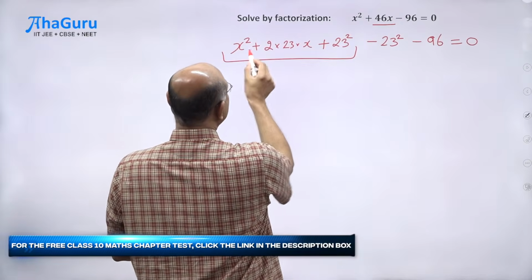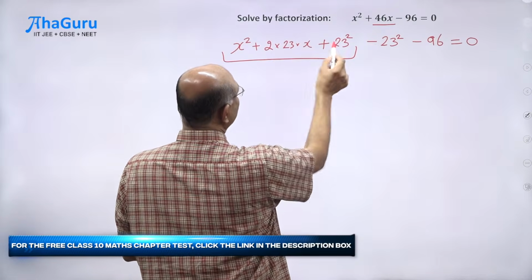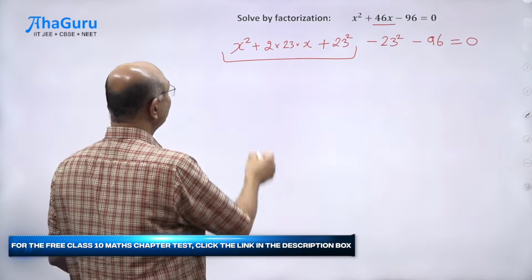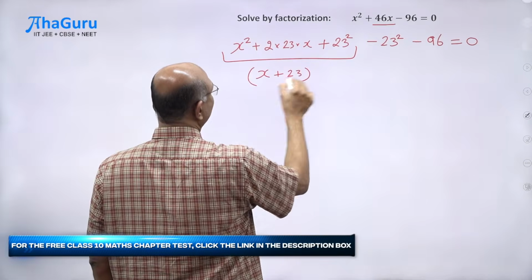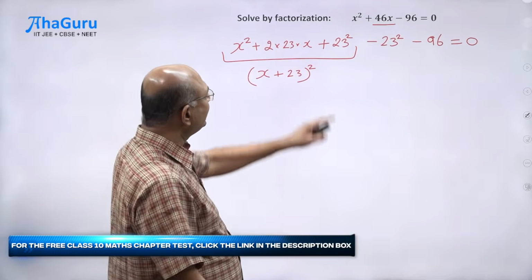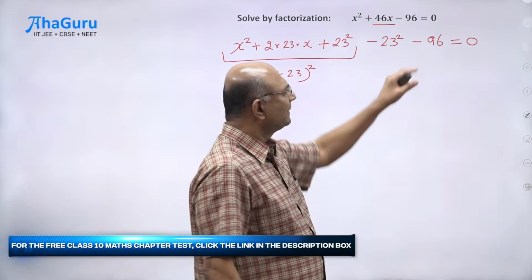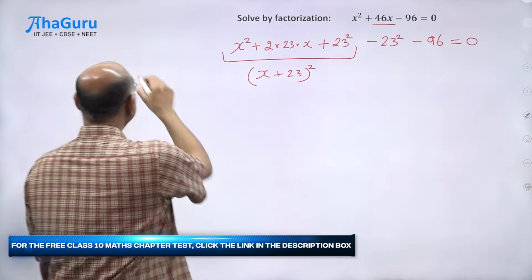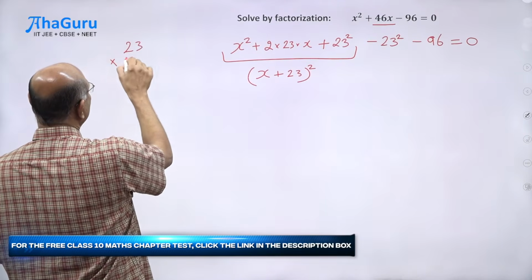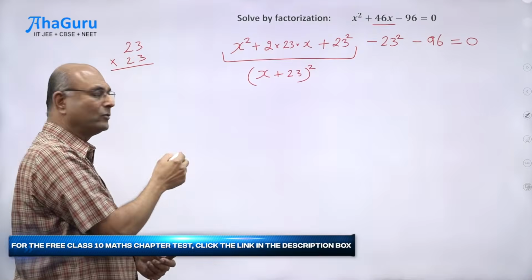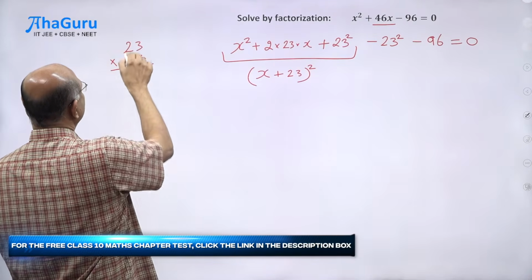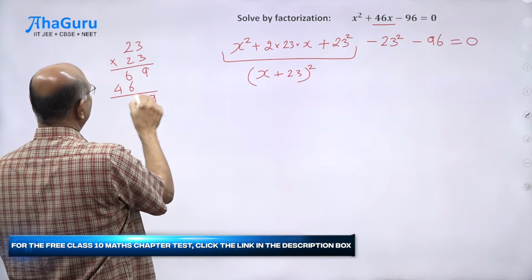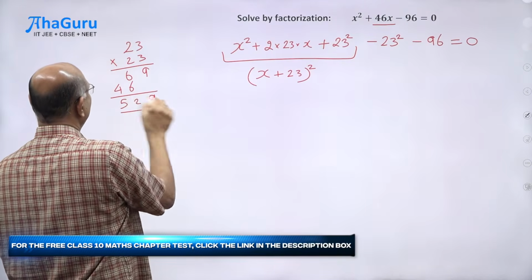Why? Because this is of the form x square plus 2ax plus a square. So x plus a whole square. So this is x plus 23 whole square. And that is minus 23 square and minus 96. What is 23 into 23? Well, you can directly do it, or you can write 9, 6, and this is going to give me 6, that's going to give me 4. So 9, 2, 1, so 529, right?